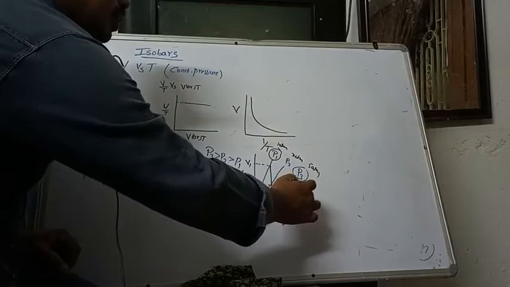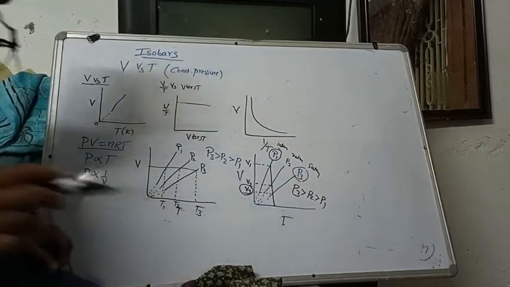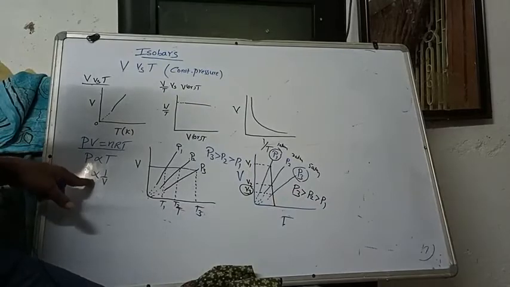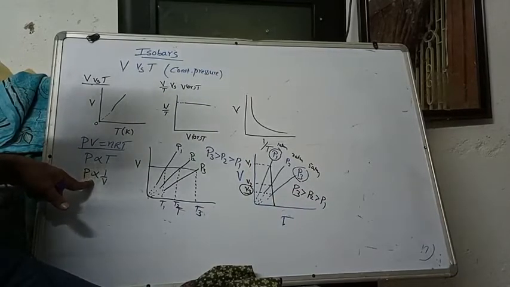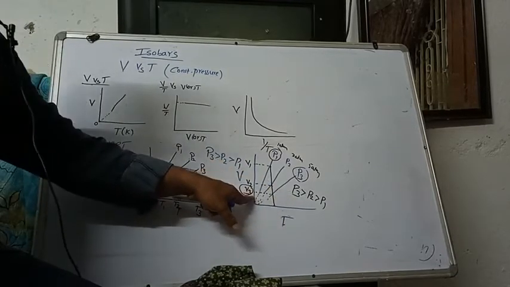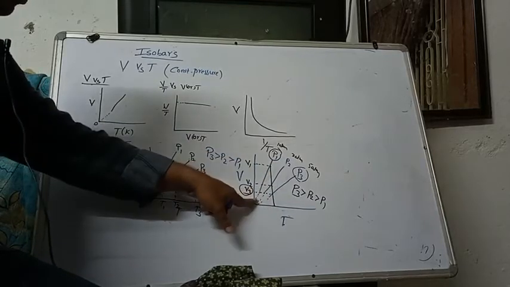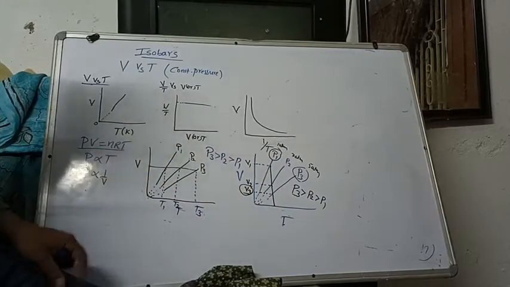P3 greater than P2 greater than P1. It's obeying the formula or not? Definitely it is obeying. Okay, if pressure increases, volume decreases.